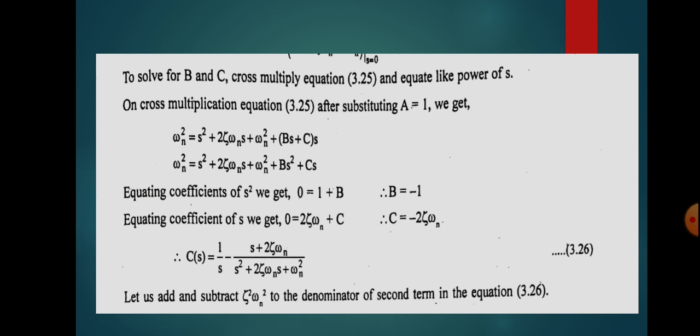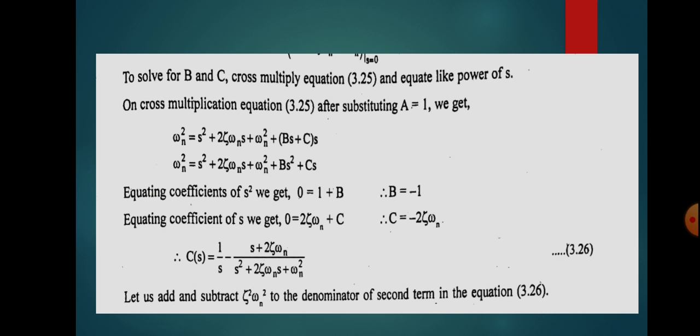And equate the coefficients of s. We know that the coefficients of s are 2 delta omega n plus C on the right side, and on the left side there will be no such terms. So C will be equal to minus 2 delta omega n. So we can write C of s is equal to 1 by s minus, substituting for B and C values, s plus 2 delta omega n divided by s square plus 2 delta omega n s plus omega n square.